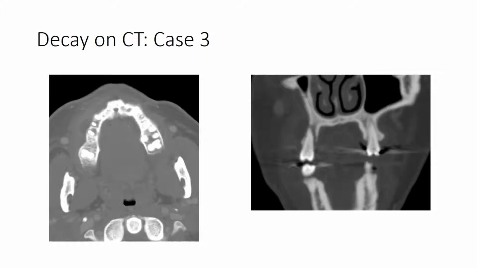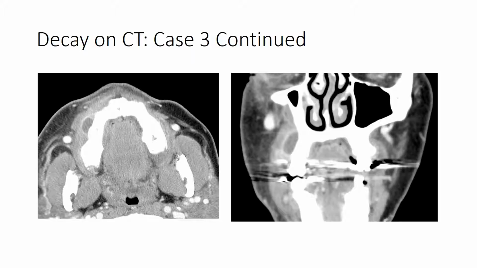On the left is shown an axial section CT through the maxillary arch. There are radiolucencies surrounding the apices of the right maxillary premolars, also shown in the coronal plane. Same patient, same images, here in soft tissue windows. Notice the hypodense subperiosteal collection representing an abscess.